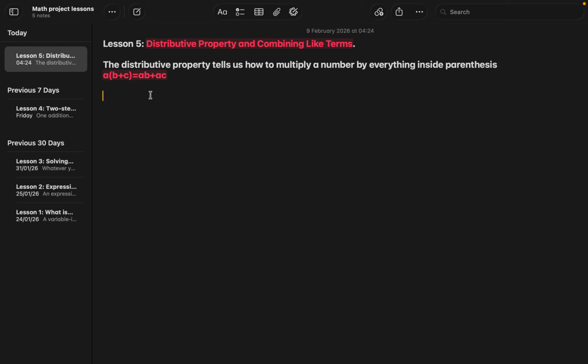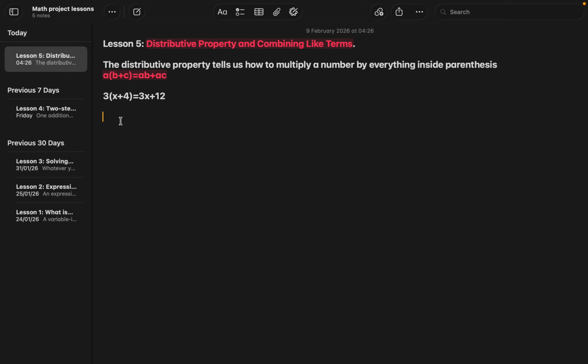So let's look at this expression: 3 multiplied by the quantity x plus 4 equals 3x plus 12, right? As I said, the number outside the parentheses multiplies each term inside. So here you get this. The 3 must be multiplied by both x and 4. So we wrote this.